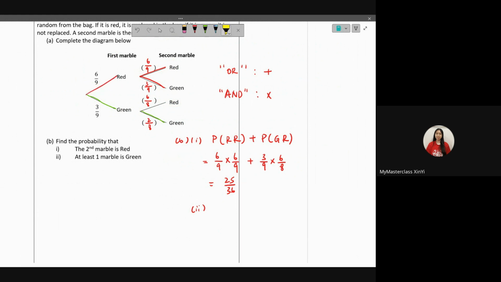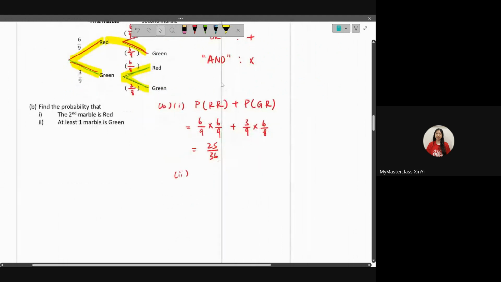It's going to be either green and green, or green and red, right? Or also red and green. Okay, so what do you realize? Only one of the branches is not touched, right? Okay, so there are two ways to do this.